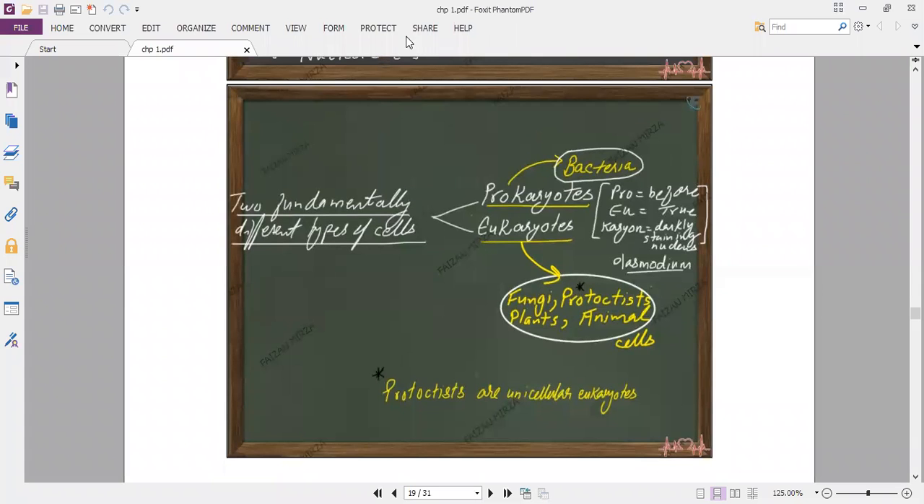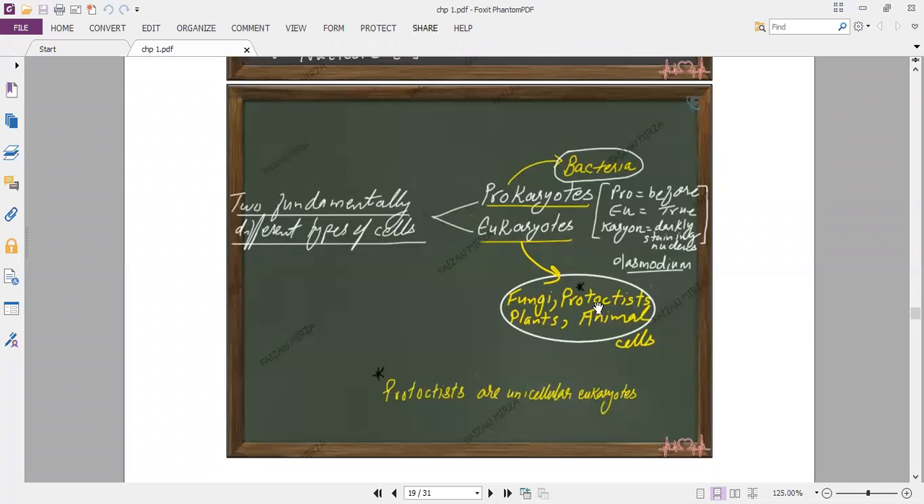So here we're discussing how cells are divided into two basic types. Fundamentally, prokaryotes or eukaryotes. Prokaryotes means cells which lack a nucleus, and eukaryotes means cells that have a nucleus. Cells that lack a nucleus will have DNA lying naked in the cytoplasm, and this includes all the bacteria. Eukaryotes include all the organisms which have a nucleus, and these include fungi, the unicellular and the multicellular both.